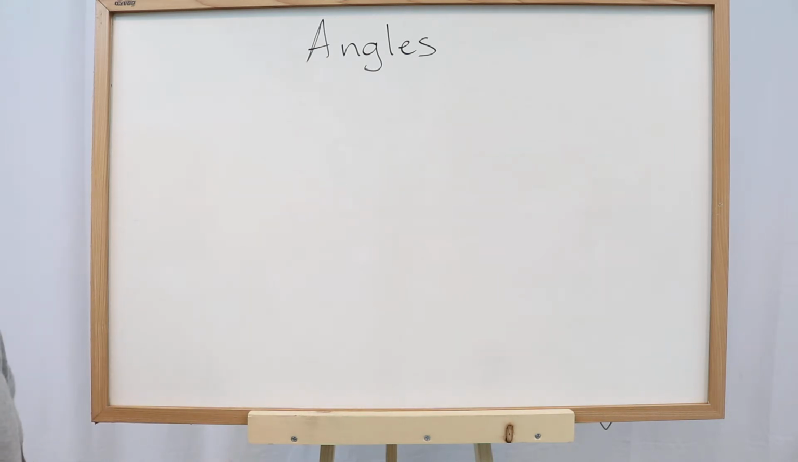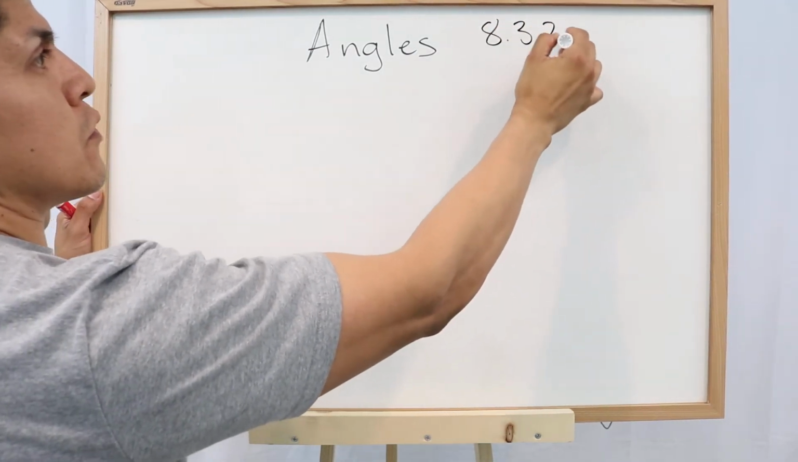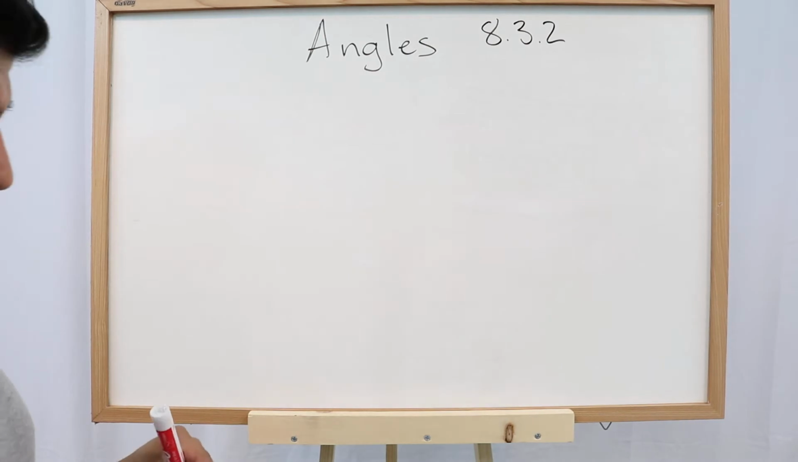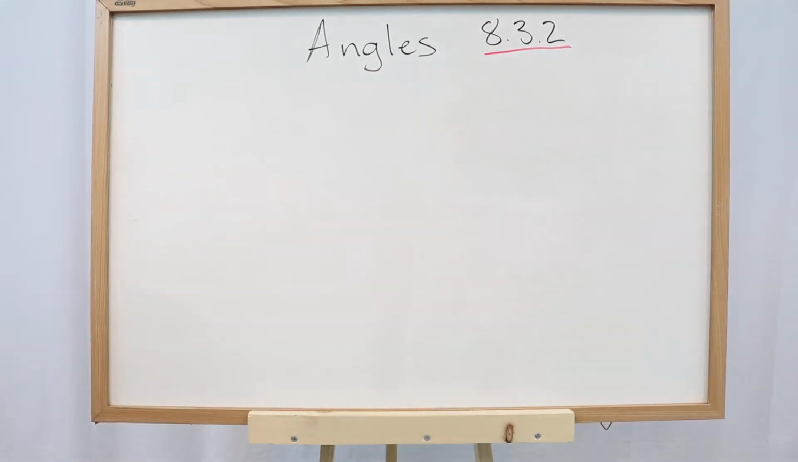We're doing a video for 2 days, so it's going to be a little longer. You don't have to watch the whole thing in one sitting. You can pause it, stop it, go back, and review some things. The section we're doing is 8.3.2. I'm going to underline that. We're going to classify angles like we discussed in class on Tuesday. Today is Tuesday, the day I'm doing the video.